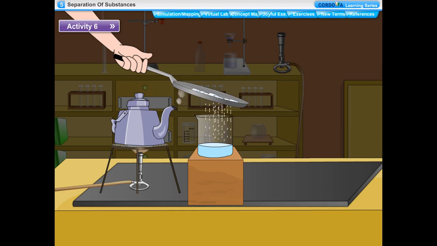These droplets trickle down on the underside of the frying pan and then start falling down. Collect these droplets of water in a glass beaker and taste it. It does not taste salty. The water so collected is called distilled water.